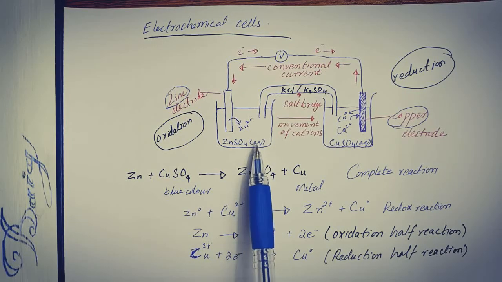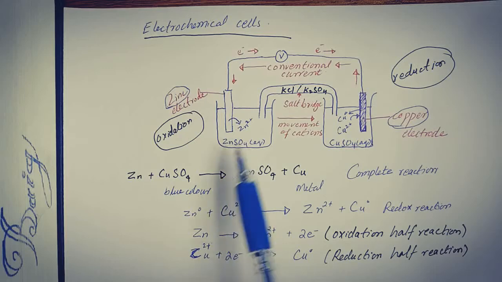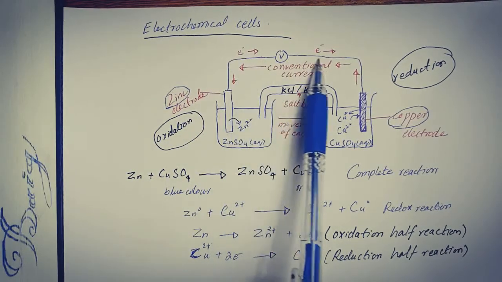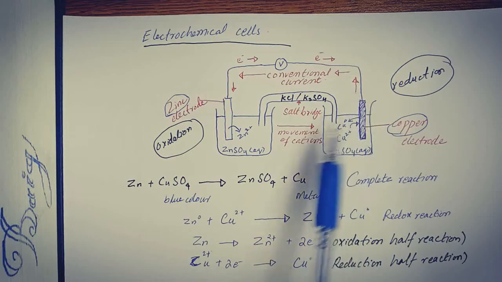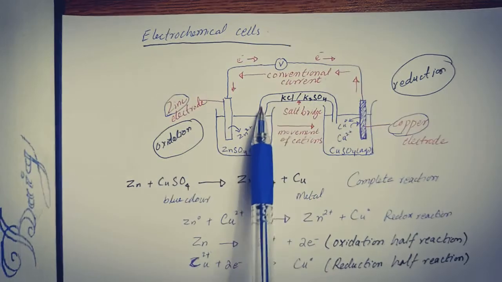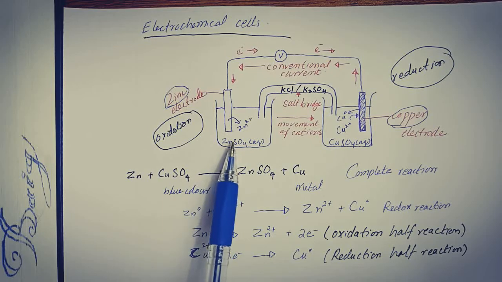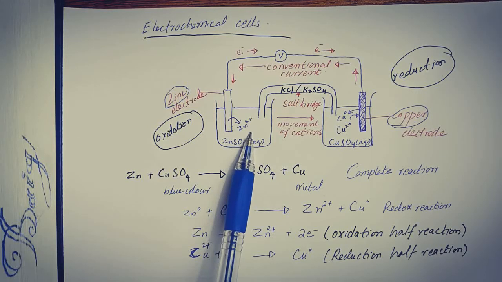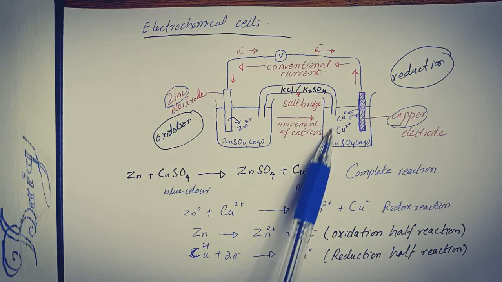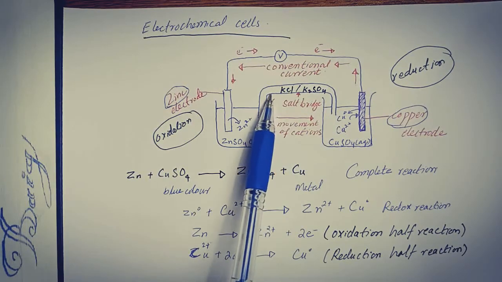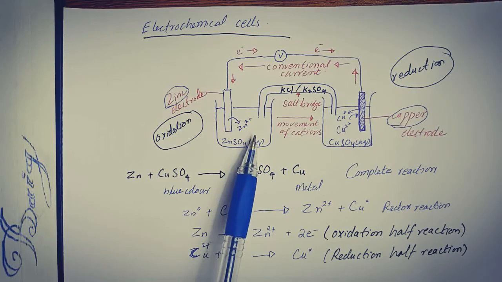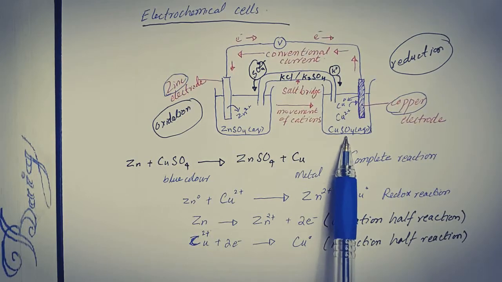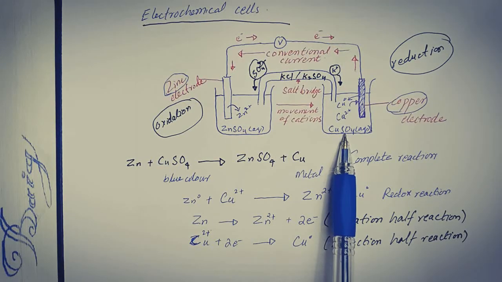Using this arrangement of the electrochemical cell, the electrons are moving through the external circuit, whereas the ions are moving through this salt bridge. And here we can see that the number of zinc 2+ ions is increasing, and in order to balance the charges, the sulfate ions will move through this salt bridge and bring about the electrical neutrality.